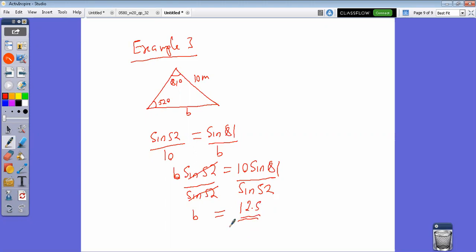What's the next lesson after this? ICT, is that correct? I think so. And ICT practical, I think. Maybe one last example. I'm giving you a worksheet to try the sine rule for the weekend.